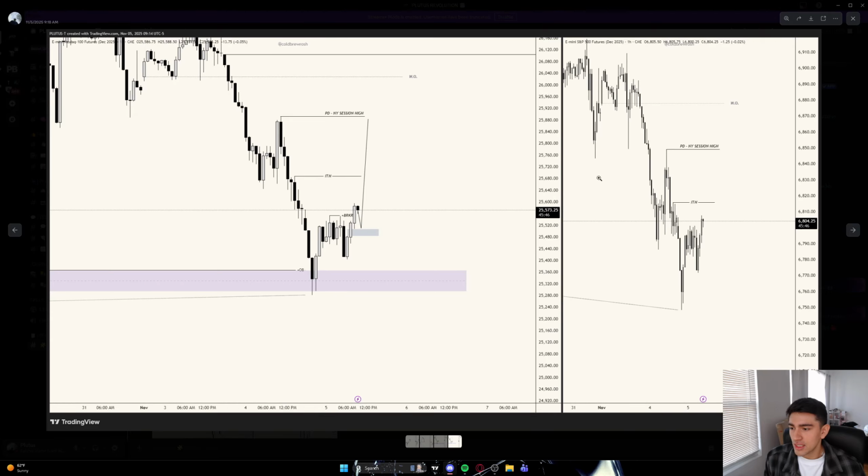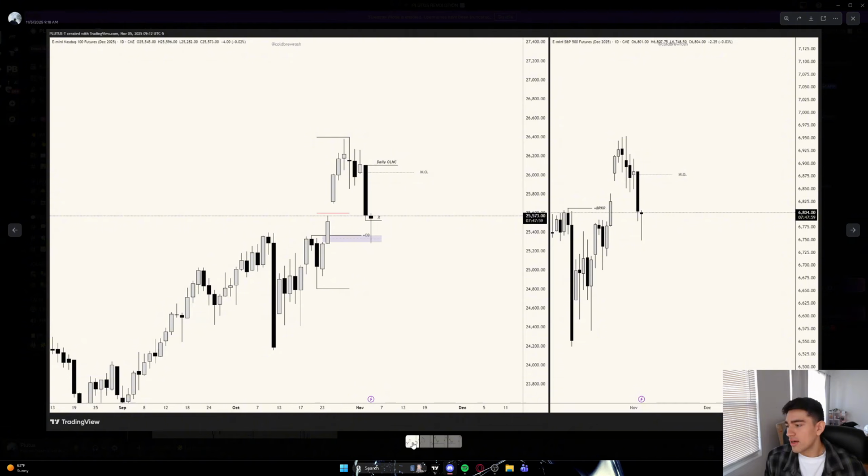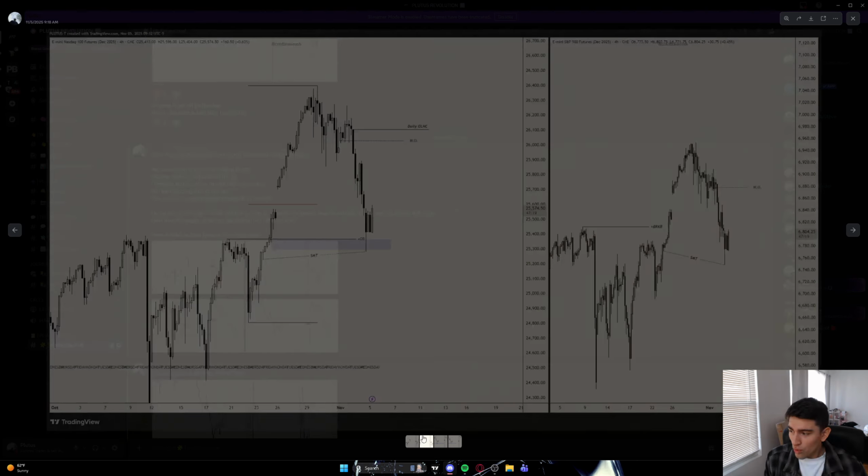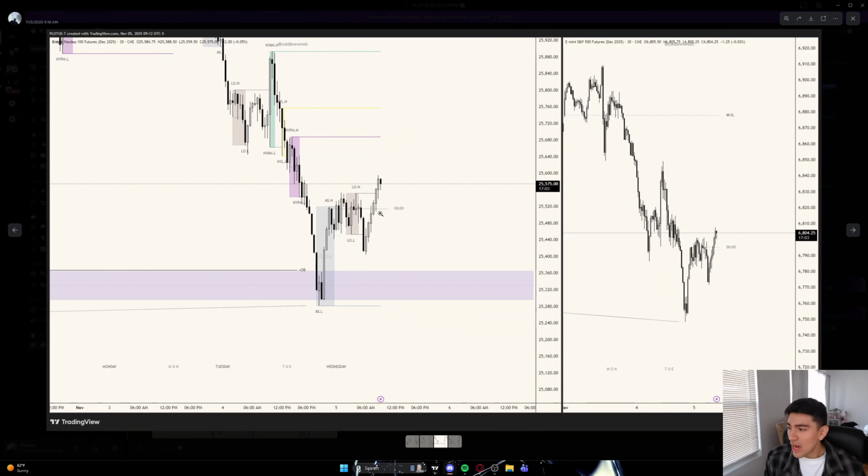Again, you have to look at context. Yes, I understand this is essentially a 4-hour, but when you go back on the higher time frame, we are bouncing off a daily. We swept this daily low. We came to equilibrium. We came and mitigated the order block. We have SMT with the 4-hour lows. Now we have a 1 hour bullish breakup structure.